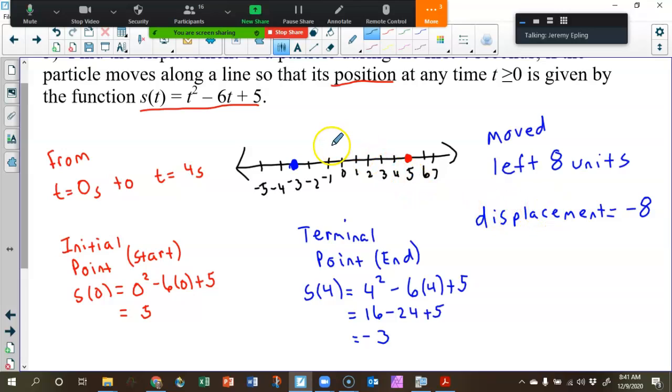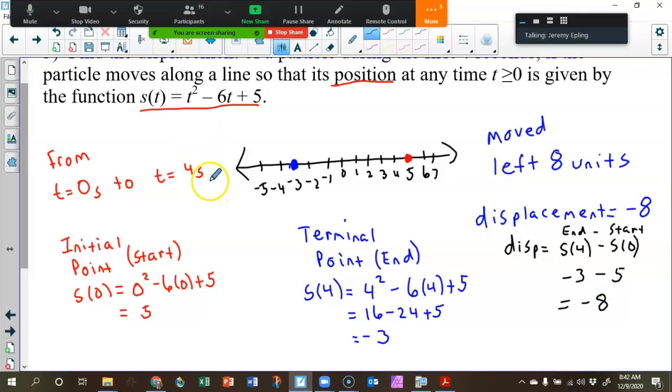Now, if you don't want to do it with a picture, it's okay. You could do displacement, and I'm going to abbreviate here, S of 4 minus S of 0, where we ended, minus where we started. We would get negative 3 minus 5. You'll get negative 8. There's nothing at all wrong with that. But we have our displacement.